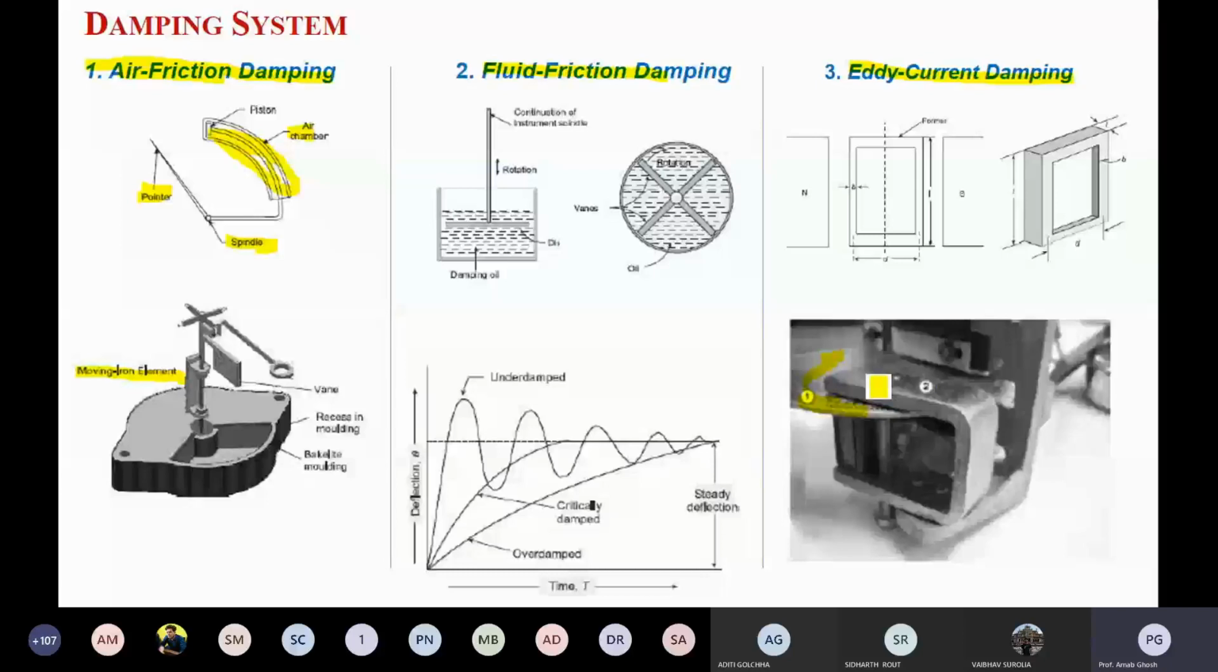You can observe the disc rotates inside these electromagnets. There is a permanent magnet field between the north pole and south pole, so lines of force will be there, and the disc tries to move inside these lines of force. When it tries to rotate, some of the flux lines will be cut. That cutting of the flux lines causes circulating current inside the disc. That circulating current counters the resultant rotation of the aluminum disc.